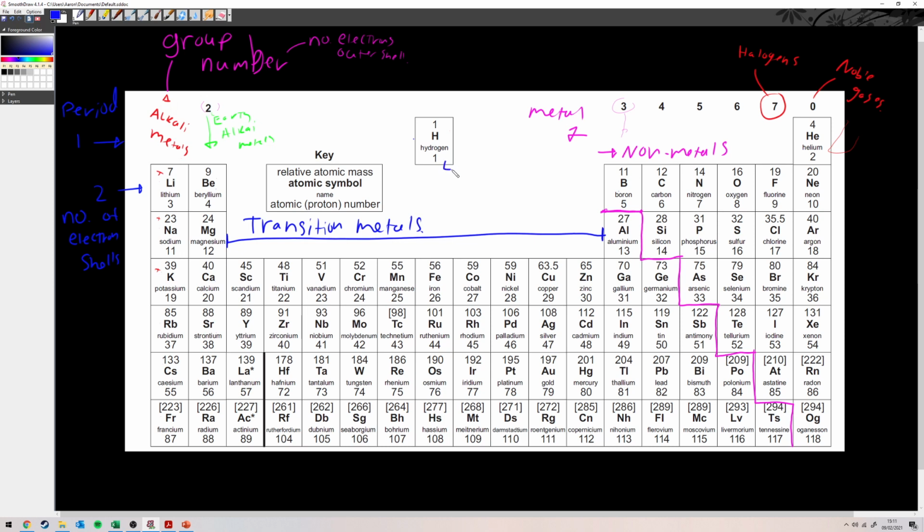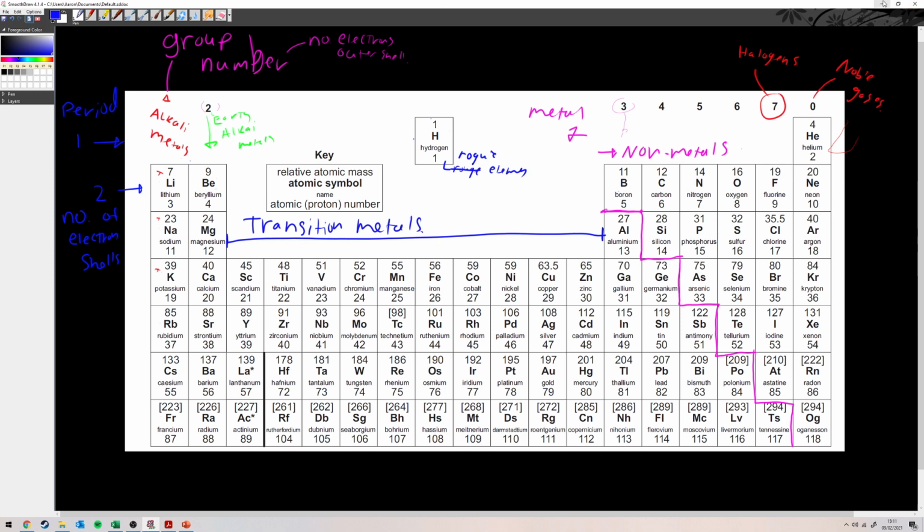Hydrogen is completely different from everything else. We call this a rogue element. R-O-G-U-E, I believe is how you spell rogue. It's a rogue element because sometimes it acts like a metal, sometimes it acts like a non-metal, but it's a gas. How can a metal be a gas? You know, so it's really weird. So we have it floating by itself in the middle.